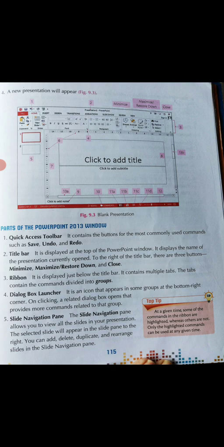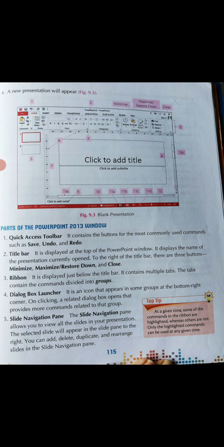So, the Quick Access Toolbar contains the buttons for the most commonly used commands such as save, undo and redo. So, in this Quick Access Toolbar, you will get certain types of commands, certain types of buttons. For example, you will get your save option, undo option and redo option. Save option means if you want to save any sort of item or picture, image. Here in PowerPoint if you need to save your presentation, then you can go for your save button.